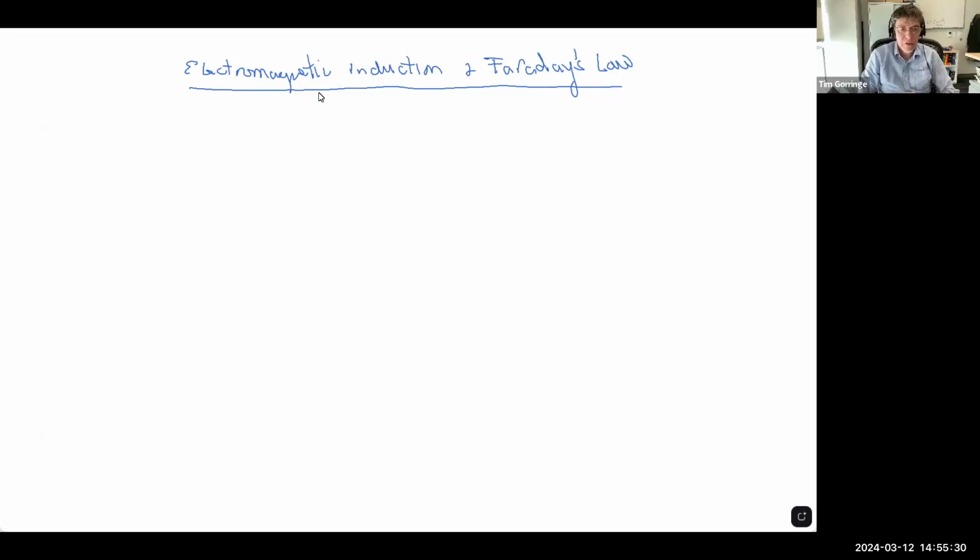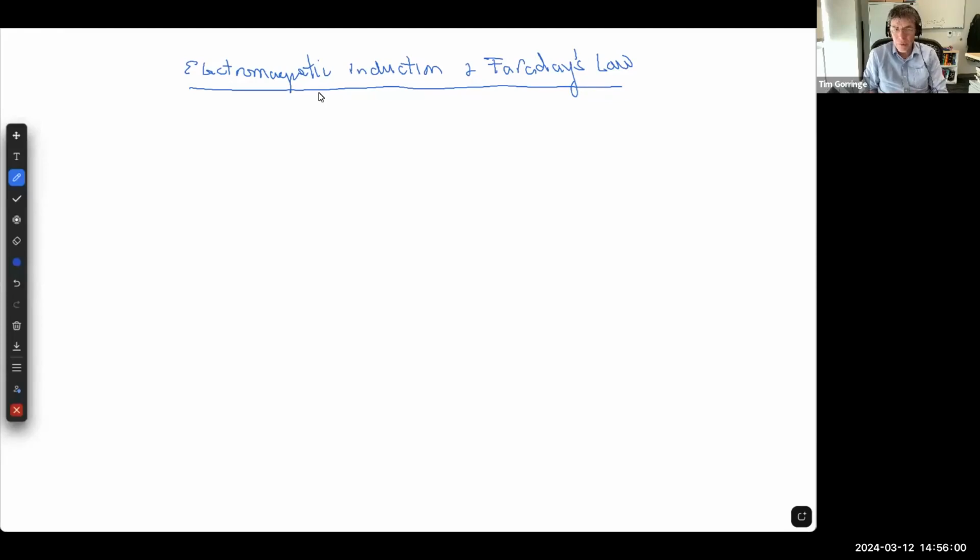I wanted to spend a few minutes to talk about electromagnetic induction and talk about Faraday's law for electromagnetic induction. The reason I wanted to talk about it is that at first sight, Faraday's law looks simple, and when you look into it deeper, it looks very puzzling. The reason it looks simple is that the equation itself, the law itself, is simple.